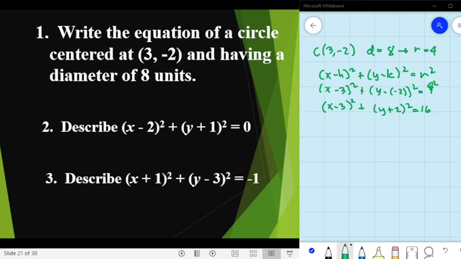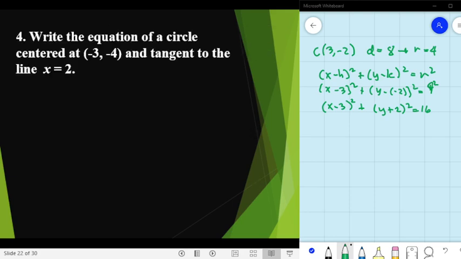Okay, we have described (x + 1)^2 + (y - 3)^2 = -1. So in this case, we have a -1 for r squared. So your r squared is -1. So as I have said a while ago, it's not a circle nor a point, but it is an empty set without a graph. Okay.